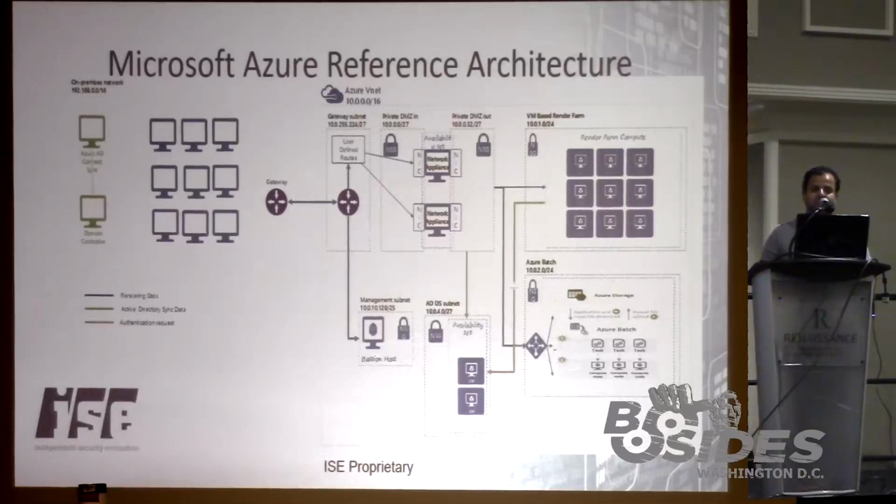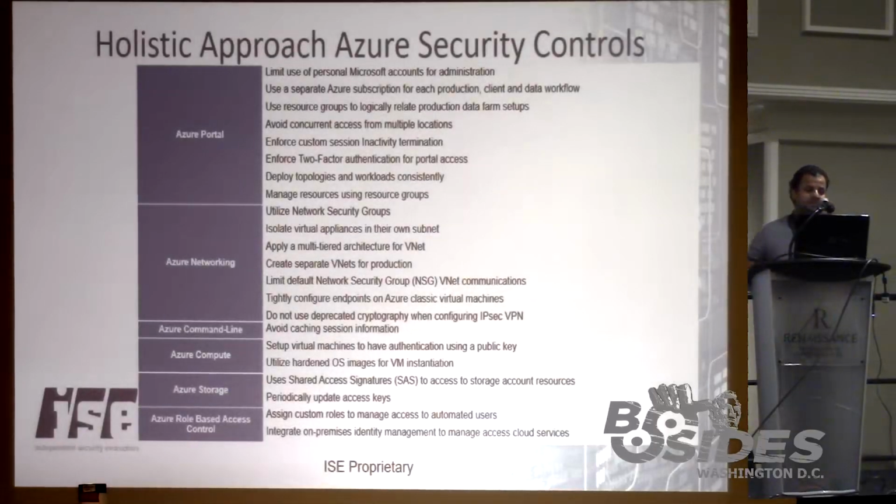We only have 2 minutes left, so I'll just jump to the next slide. This is a holistic list of Azure security controls. We developed a whole bunch of security controls to secure an Azure environment, including the portal, the networking, the command line, the compute, the storage, the batch, the role-based access, every part of what Azure offers. We looked at it, and we have come up with a hardening guide for that.